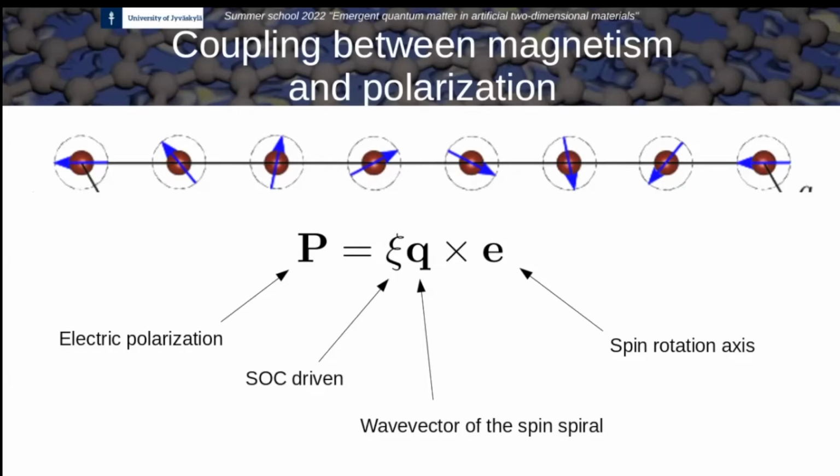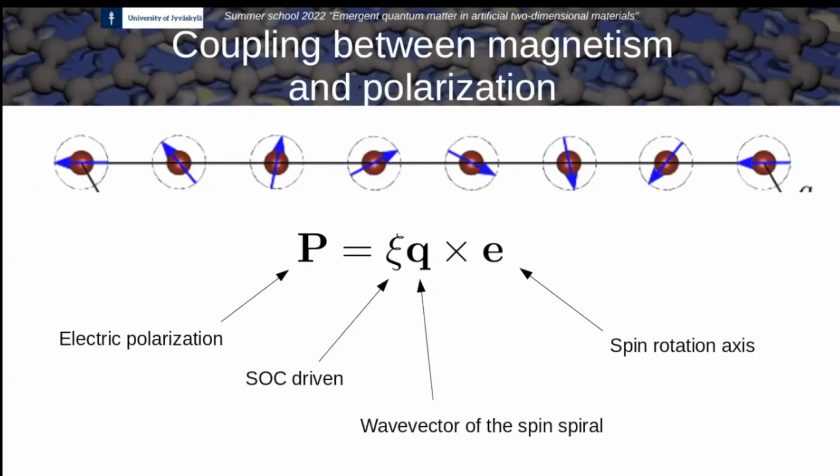But somehow, this anti-symmetric exchange may appear here. And the way in which it appears here is actually not as the driving force of the non-collinear magnetism, but as a consequence of the non-collinear magnetism.